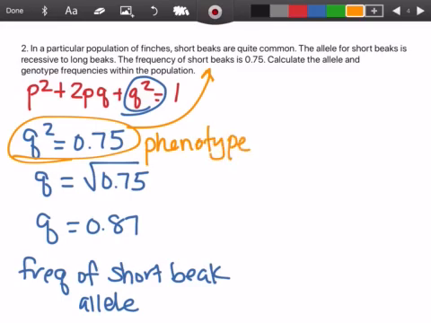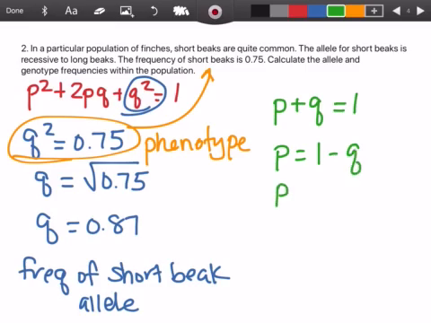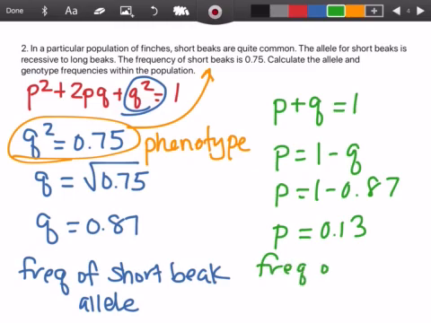All right, so let's now use q to calculate p. So p plus q equals 1. Therefore, to determine p, we're just going to use 1 minus q. So p is equal to 1 minus 0.87. p is equal to 0.13. This is the frequency of the long beak allele.